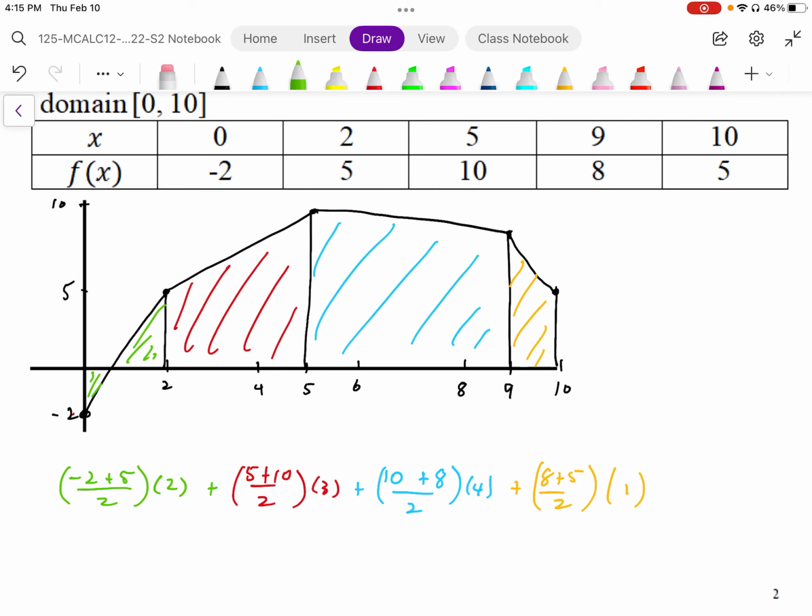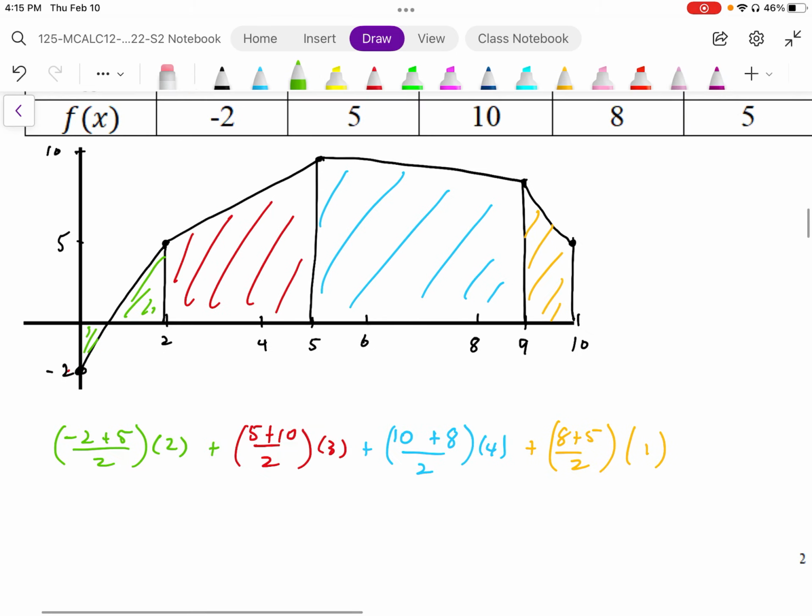So calculating these individual areas, this basically is an area of 3, plus, this works out to be an area of 15 divided by 2 times 3, or 22.5. Okay, positive, plus, this is going to work out to be 18 divided by 2 is 9, times 4 is 36, plus 13 over 2 is 6.5. So there are my 4 area parts, and I get the total area.